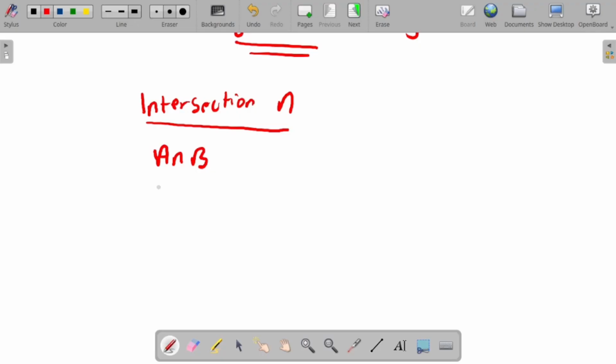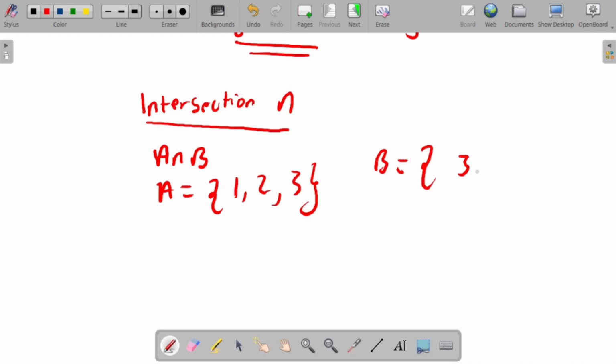and I'm given a set A to be equal to 1, 2, 3, while set B is given to be 3, 4, and 5. How is A intersection B going to be? Since we are just looking at what's common in both sets. So what is really common in both sets?